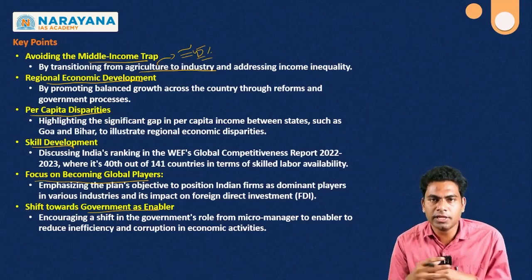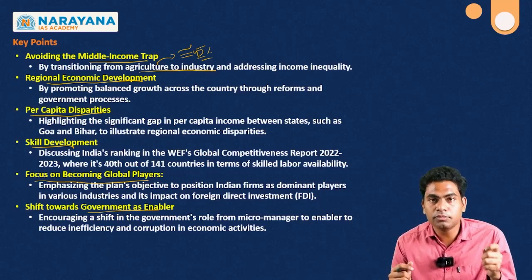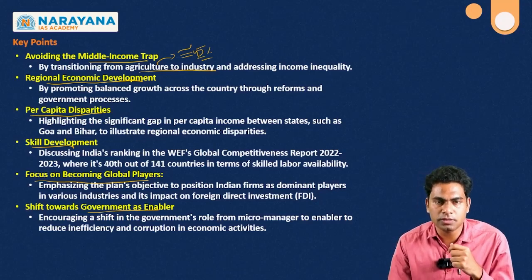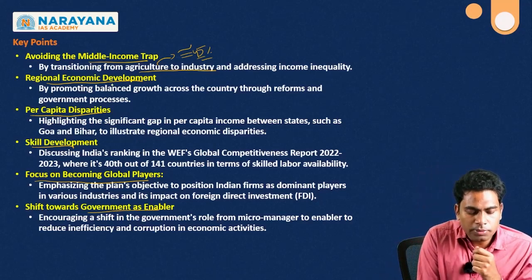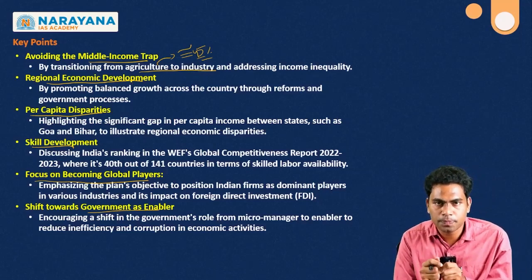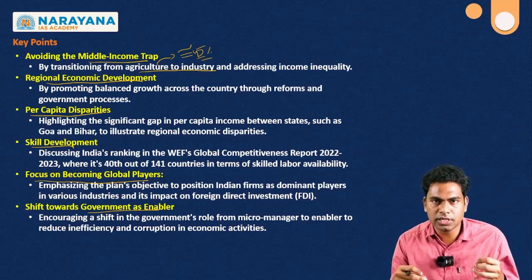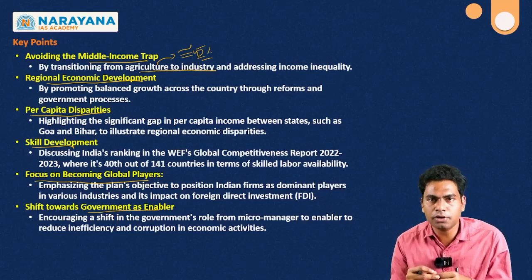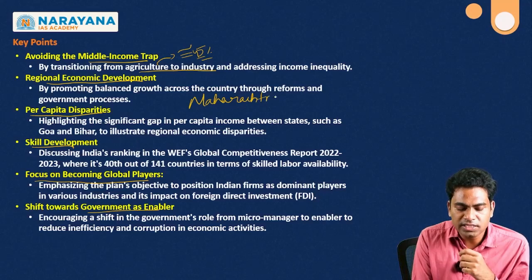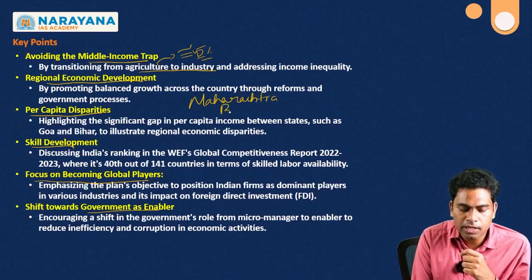The income generated by agriculture is not high enough for us to transition towards a high income economy. So overcoming the middle income trap requires us to transition towards industry. Next, regional economic development. We want to see that all the regions in India are developed, because in India, certain regions are more developed when compared to others. For example, Maharashtra, whereas certain states are lagging behind, like Bihar.